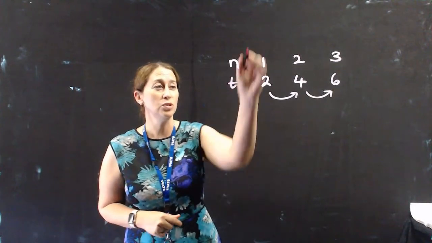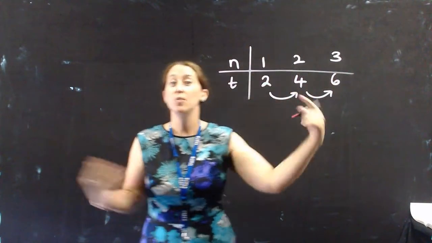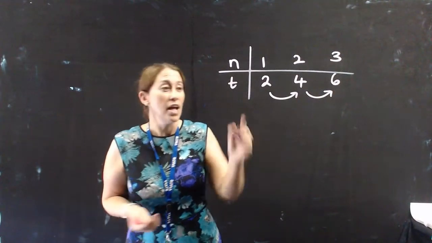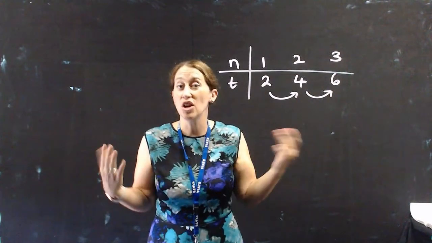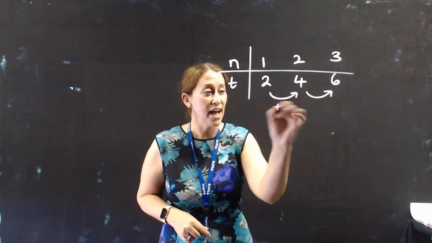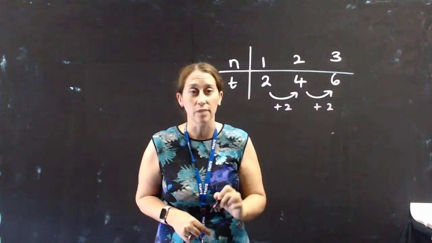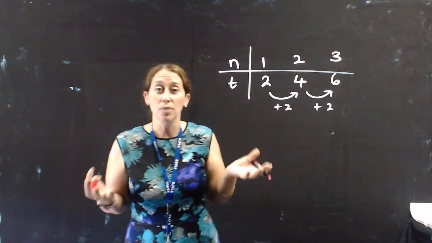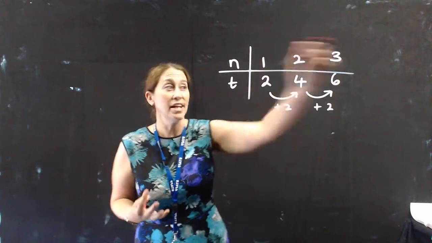Okay, so if we call this n, the position in the sequence, let's call this a sequence, and t being the term number in that sequence, 2, 4, 6, we know that we can add 2 every single time. We should also know that we can find the number in the 2 times table for any position.